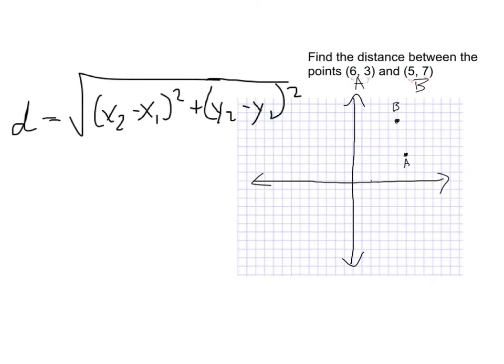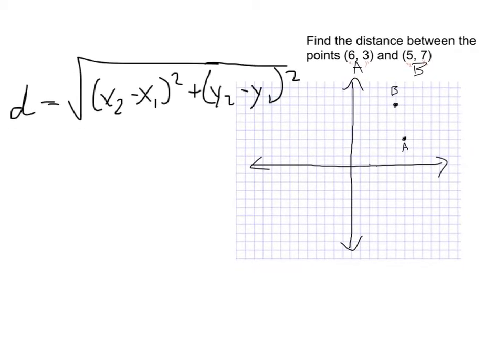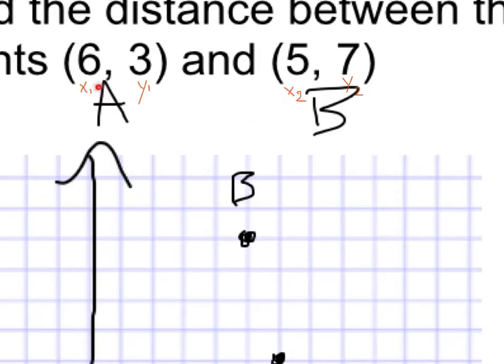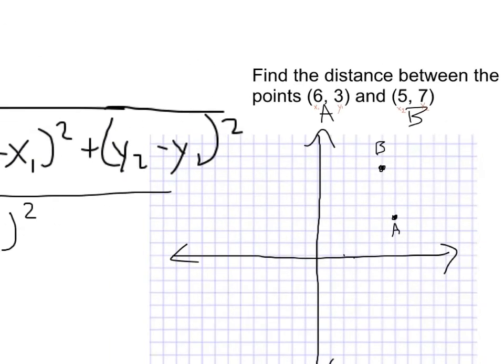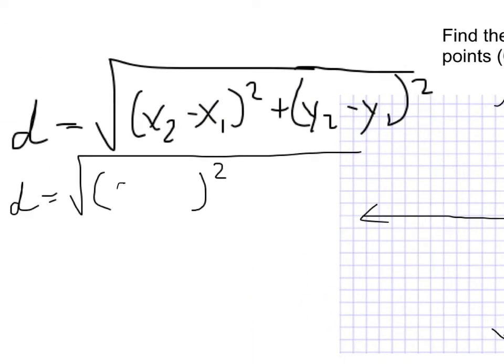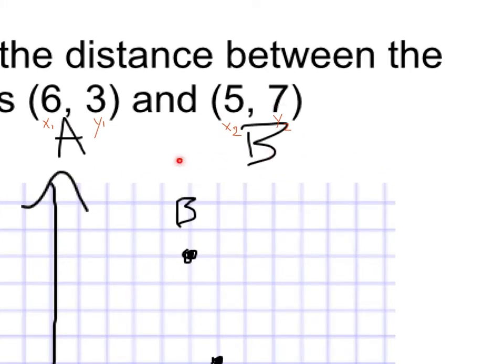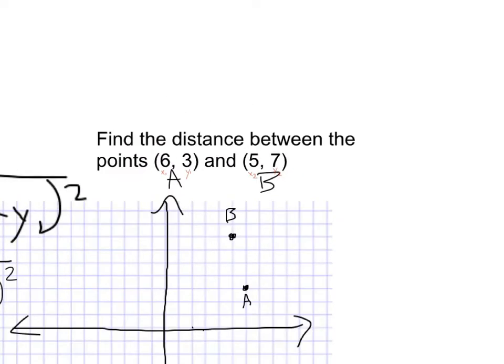So I'm going to go to my formula and say, okay, I'm going to plug in what I know. D equals the square root of (x2 minus x1) squared. Okay, so what's the x2 and what's the x1? Well, I labeled them. Go back to my points. What's the second x-coordinate? It's 5. What's the first x-coordinate? It's 6. So I'm going to put in here 5 minus 6. And then I'm going to add to that, in parentheses and then squared, y2 minus y1. Well, let's see. y2 was 7 minus y1, which was 3.